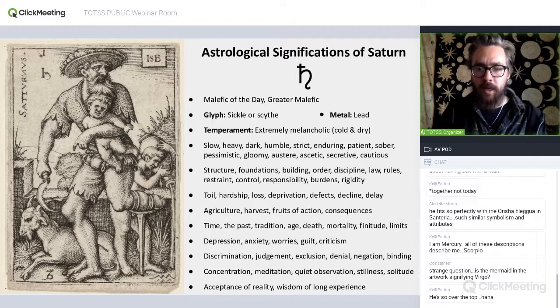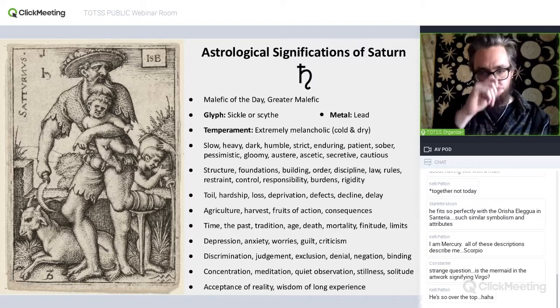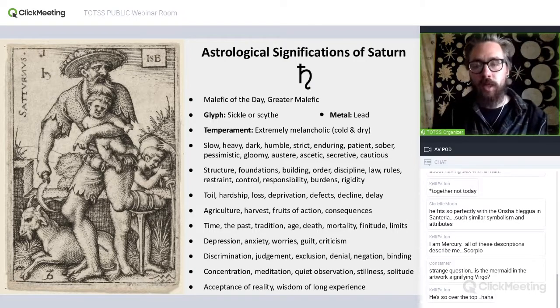So Saturn is the malefic of the day, or the greater malefic, and his glyph there is actually, now, in this one, kind of stylized, and there's that little curl at the end, but this is originally the image of a sickle or a scythe. And we can associate that both with harvest and agriculture, as well as that idea of the Grim Reaper, a modified Saturnian symbol of harvesting and ending life. Saturn's metal is lead, which is dark and heavy and actually toxic.